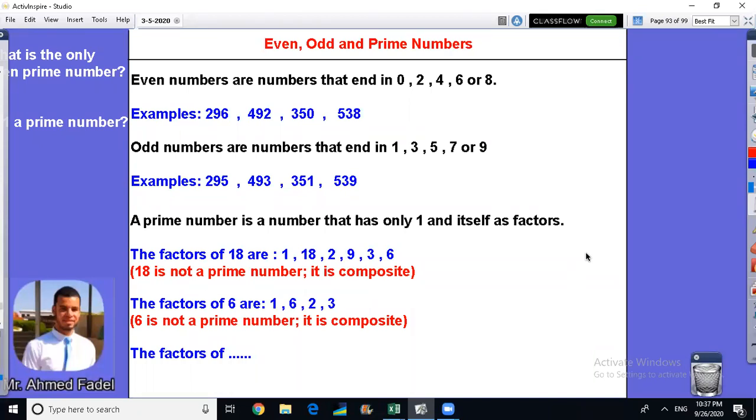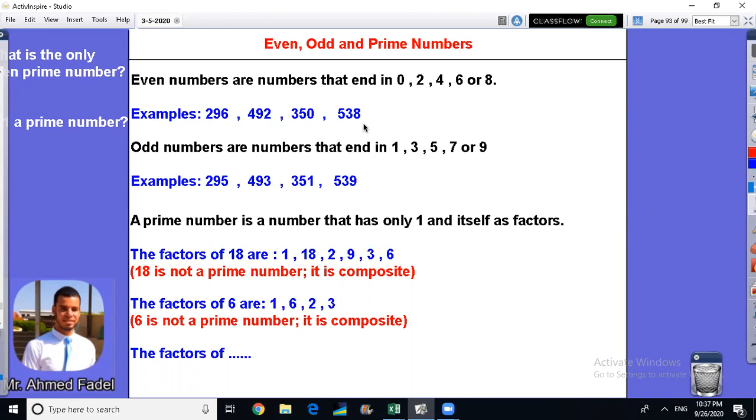Even numbers are numbers that end in 0, 2, 4, 6, or 8. So any number in the world that ends with 0, 2, 4, 6, or 8 is called an even number. We have here some examples like 296. It ends with a 6. It is an even number. 492 ends with a 2. It is an even number. 350 ends with a 0. It is an even number. And 538 ends with an 8. So it is an even number.